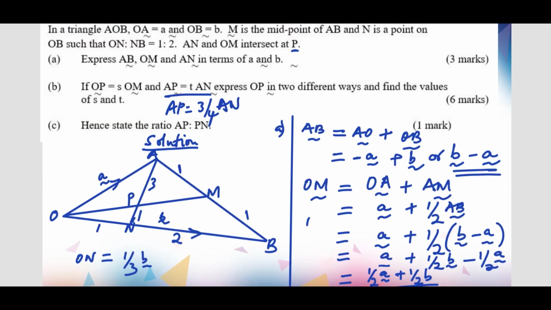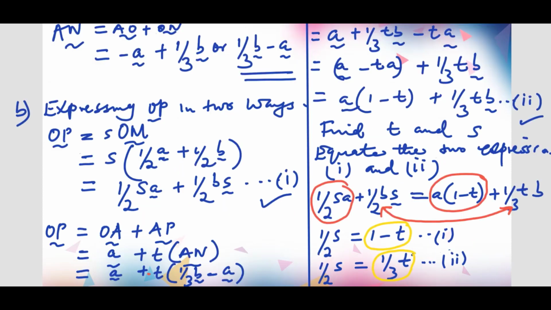So going back to the question, we started by expressing AB, OB, and OA in terms of a and b. So it is very important for us to sketch. This diagram is very important, and also noting the directions is very important. So get the values of AB, OM, and so on. Then when it comes to part B, expressing OP in 2 ways, given these, and in those 2 ways you must ensure that you use these 2 expressions in each of them. So you've expressed this OP in 2 ways.